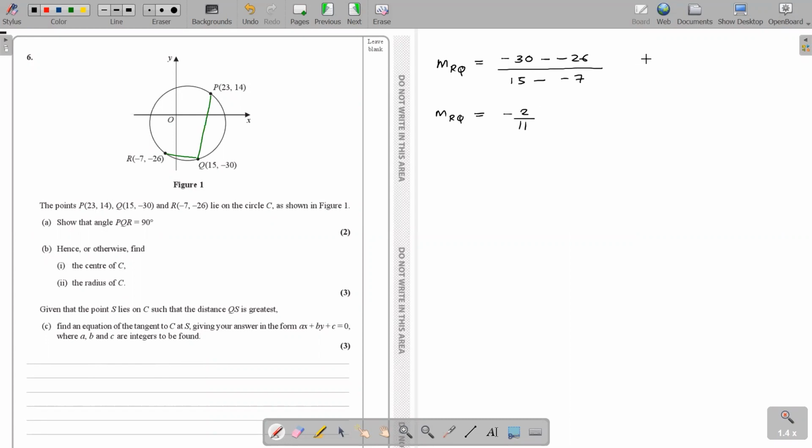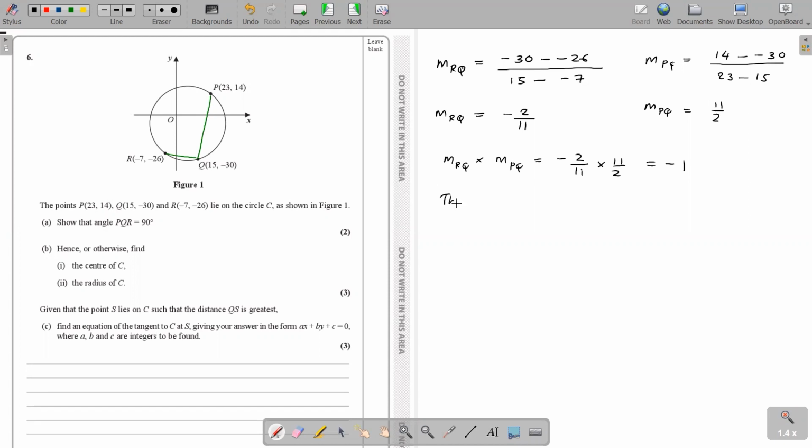Get the gradient of PQ. Y1 minus y2, 14 minus minus 30 over 23 minus 15. How much is the gradient of PQ? 14 plus 30 over 23 minus 15. 11 over 2. Now multiply gradient of RQ by gradient of PQ. That gives me minus 2 over 11 into 11 over 2, which gives me what? Minus 1.